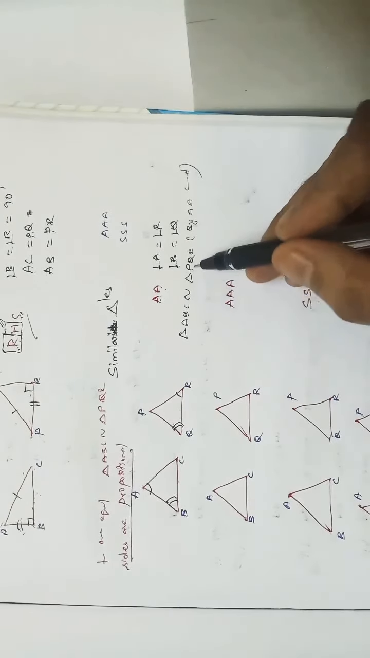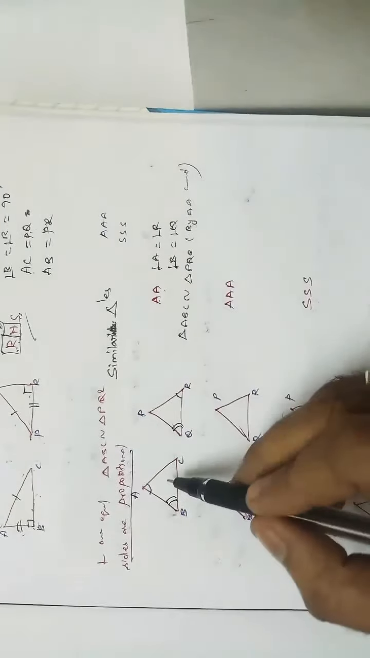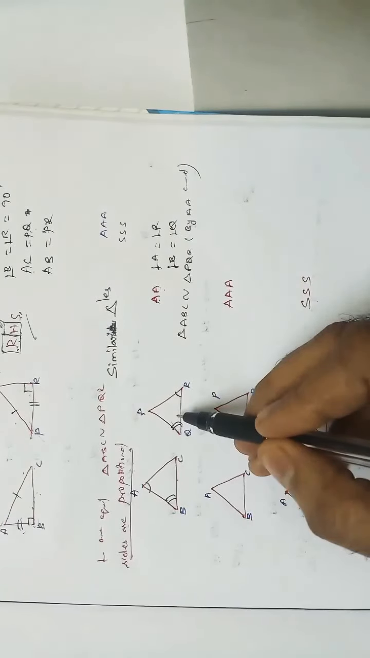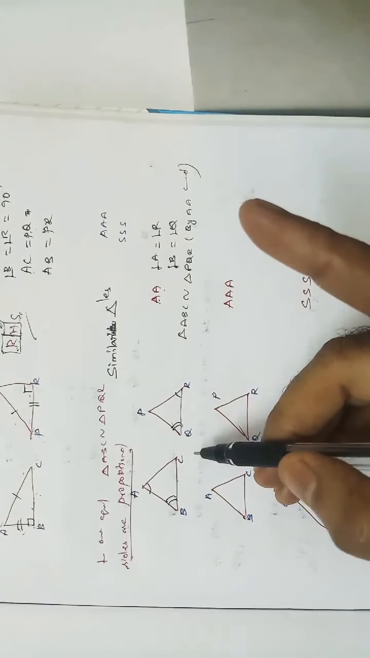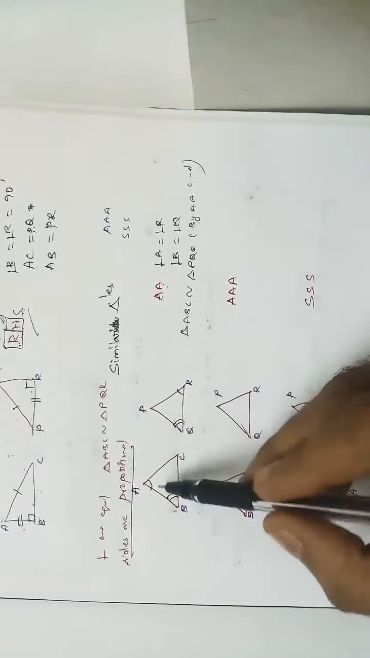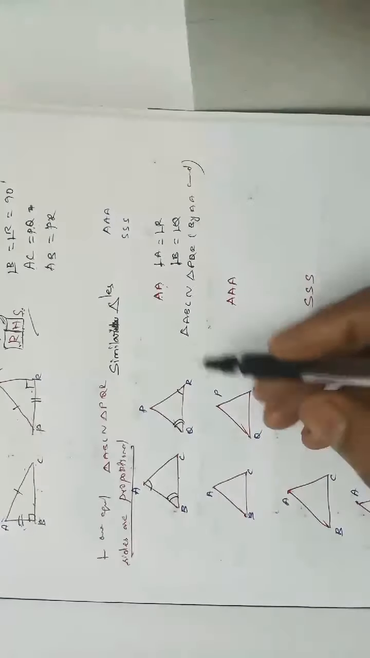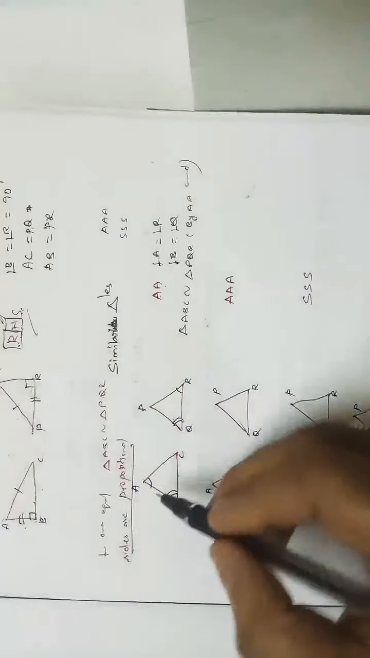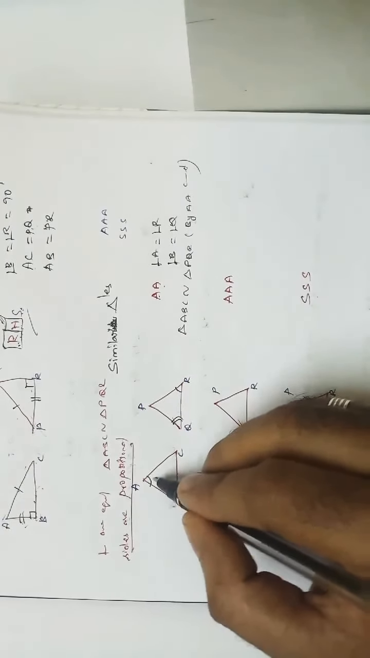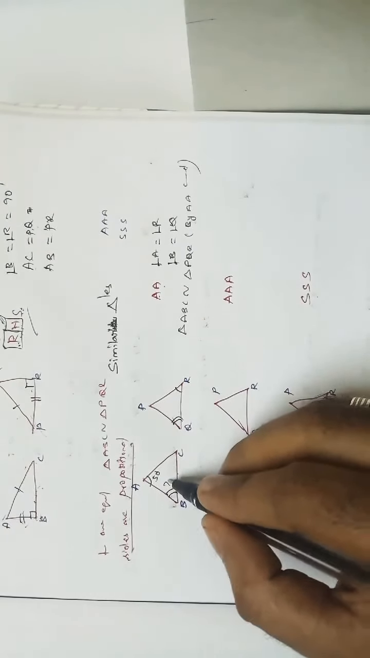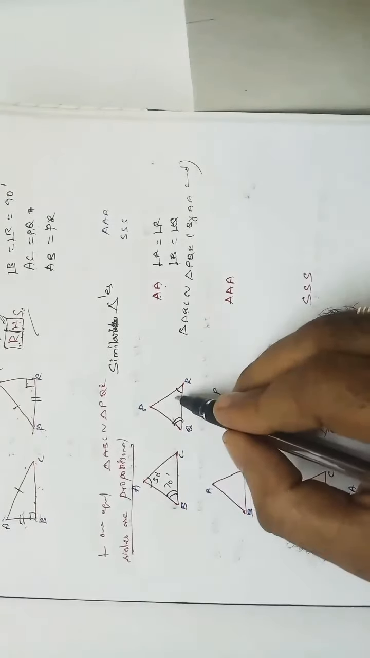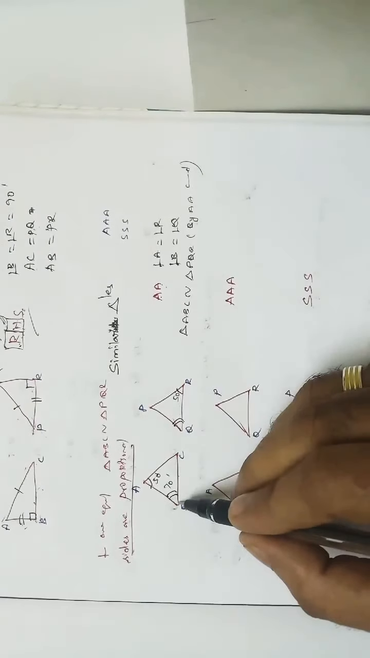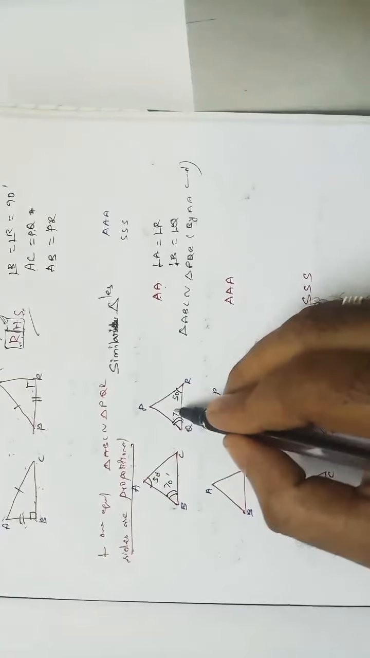If these 2 triangles are similar, then the corresponding sides will be proportional. That is very important. Understood? Corresponding sides will be proportional. Next is the AAA similarity rule. Both AA and AAA are similar. I'm giving one small example. Suppose angle A is equal to 50 degrees, angle B is 70 degrees. So here also angle A is 50 degrees, and angle Q should be 70.